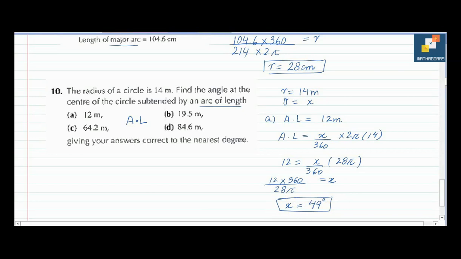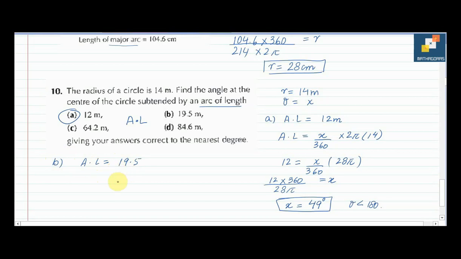That means this is basically a minor sector, right? Because the angle is less than 180 degrees. With the same strategy we are going to solve part B. Arc length is 19.5. Now pause the video and solve it by yourself.